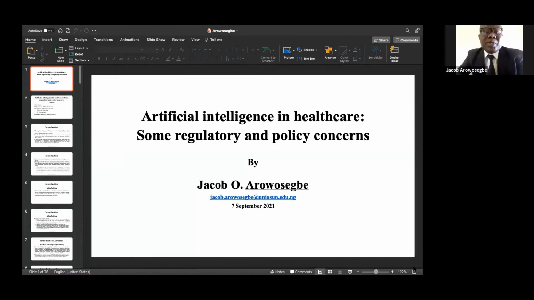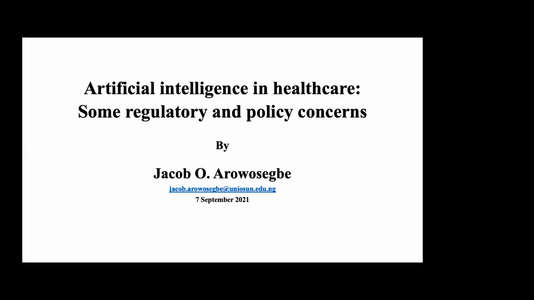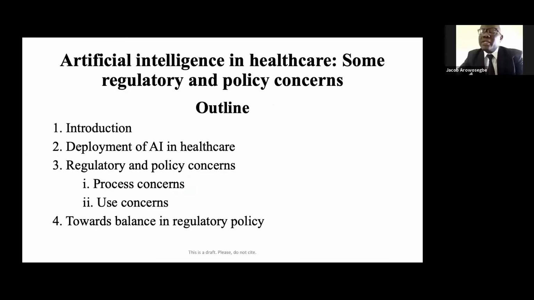Speaking generally on regulatory and policy concerns, I'll begin with some issues in the introduction, then the deployment of AI in healthcare, then the specific regulatory and policy concerns, where I'll be focusing on process concerns and then use concerns. And finally, we'll talk briefly on towards balance in regulatory policy. The next slide.